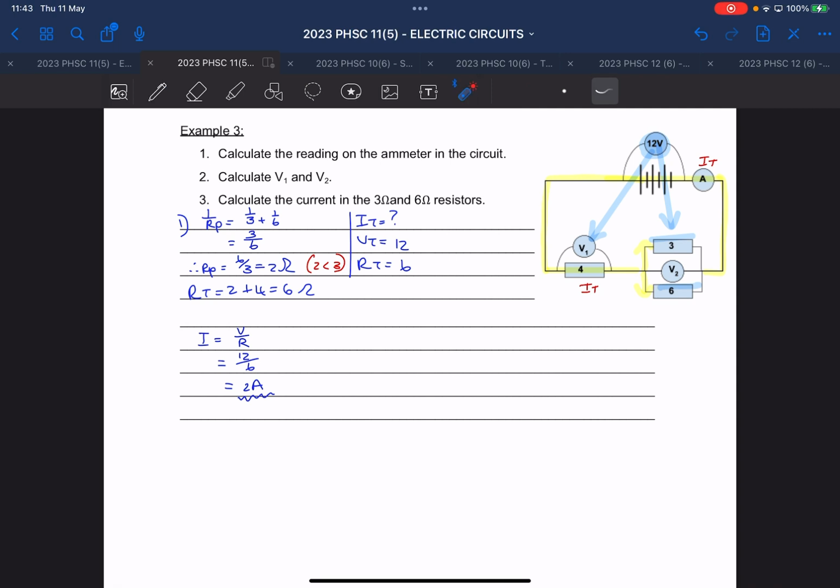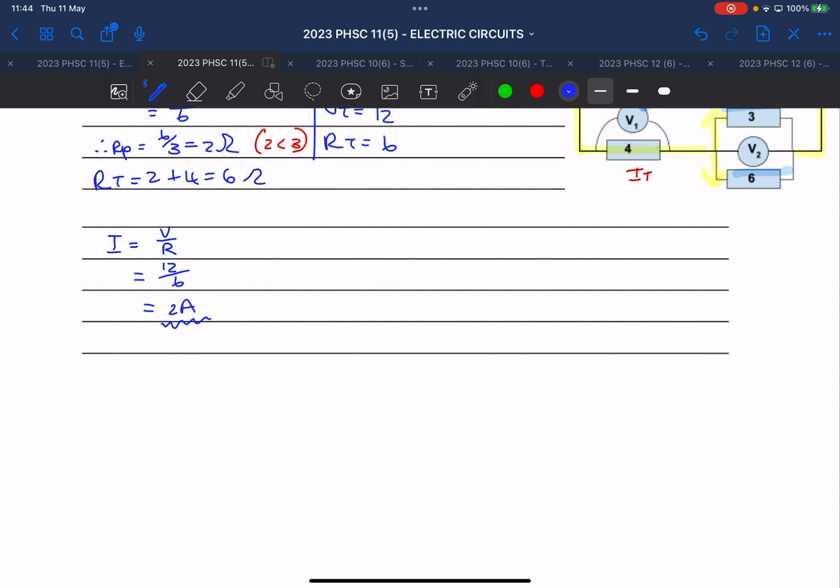Then the second question is, what is the reading on V1 and V2? So we want to know how much of our 12 volts goes this way, how much goes that way. Alright, so let's do that.